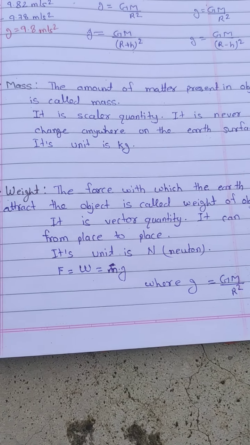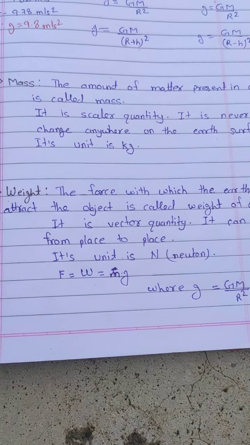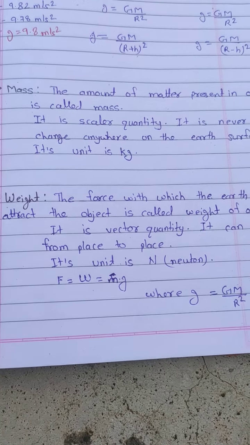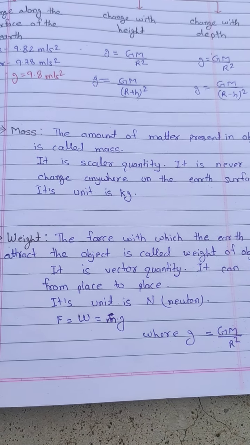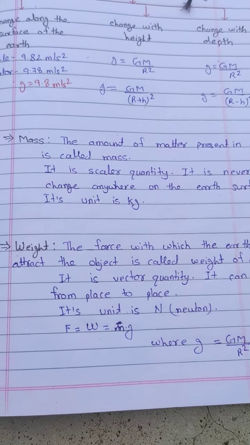The next subtopic is weight. The definition of weight is: the force with which the earth attracts the object towards itself is called the weight of that object. I repeat, the force with which the earth attracts the object towards itself is called the weight of that object. Weight is a vector quantity. Scalar and vector are two different things. Scalar is fixed, and whatever quantities are vector, those will change. In the same way, weight can also change from place to place.